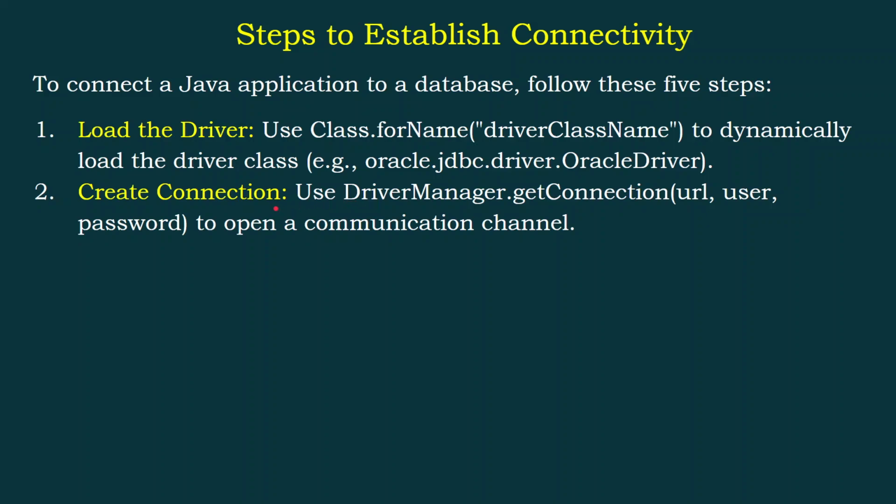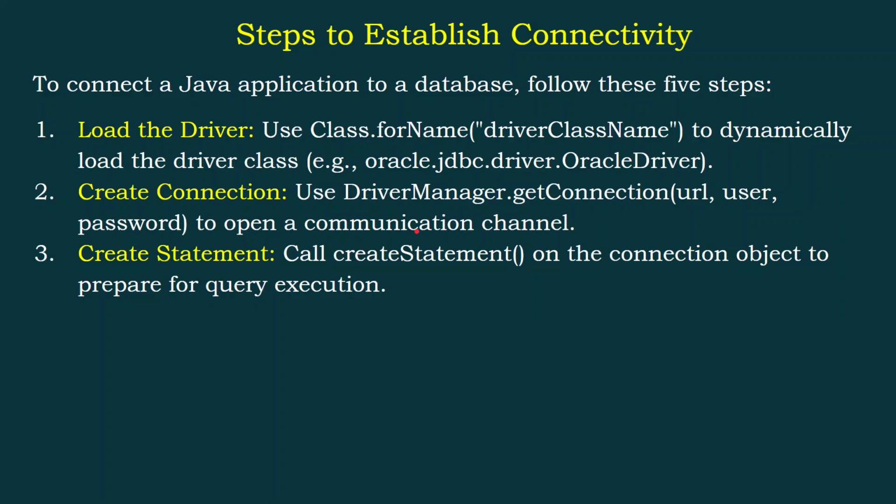So to create the connection, we have the next step: DriverManager.getConnection. getConnection is the method to get the driver manager in action. For that we specify which URL we are using, what is the username, and what is the password that has to be given to create the communication channel. And third one is create statement. Call createStatement on the connection object to prepare for query execution. If you want to make a query execution, first you have to prepare a statement. So that is done by calling createStatement.